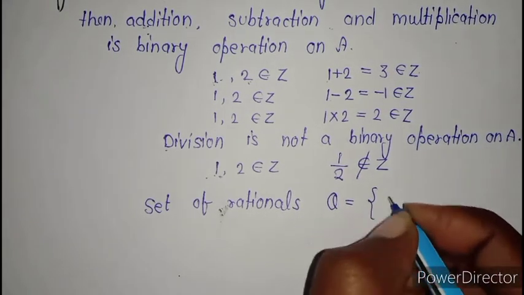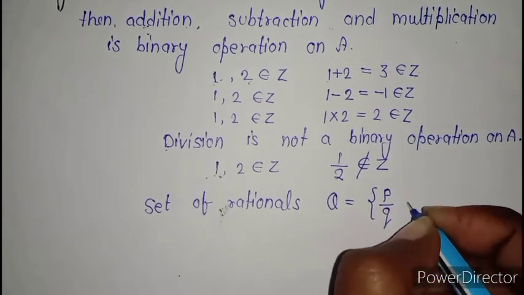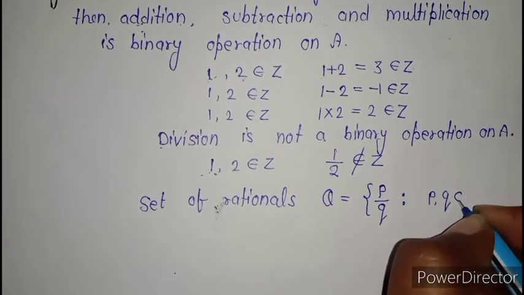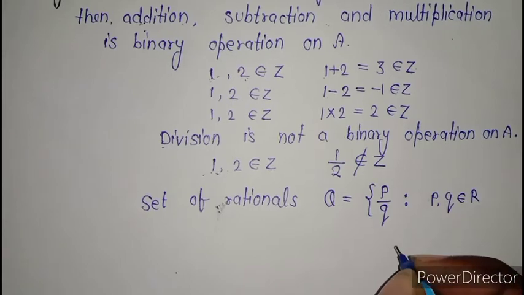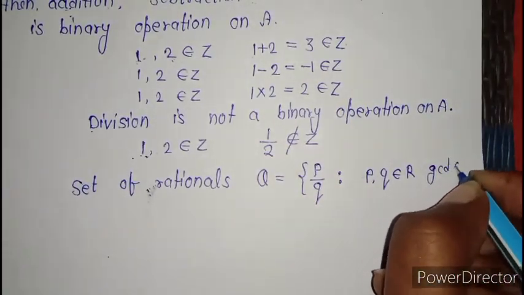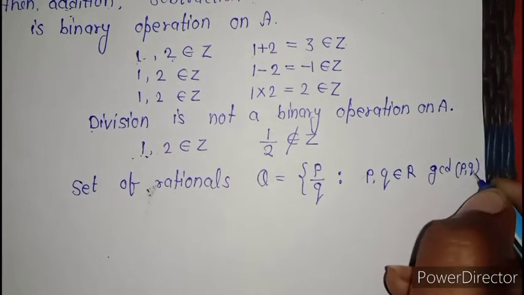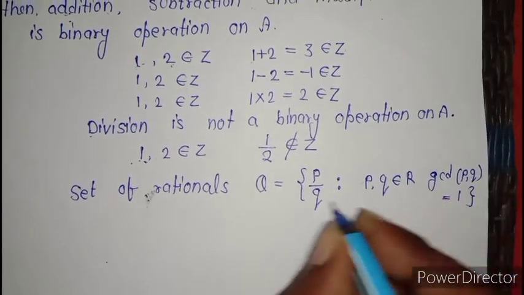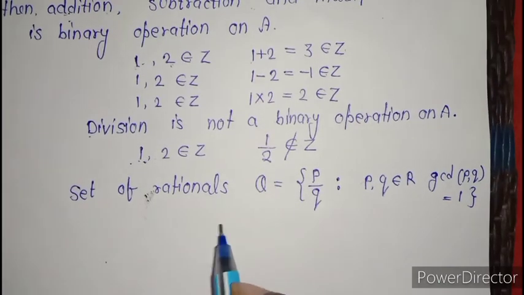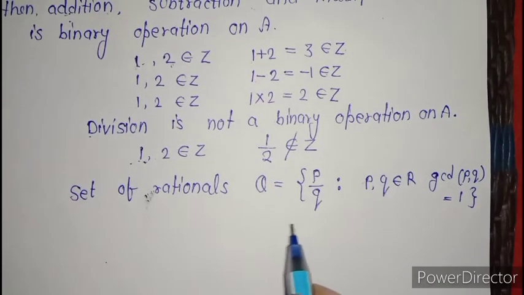This includes all those elements of the form p by q, such that p and q come from the set of real numbers, and the GCD of p and q should be 1. If this condition is fulfilled, then we can say the elements are rationals.